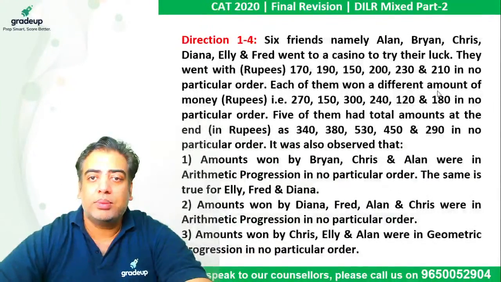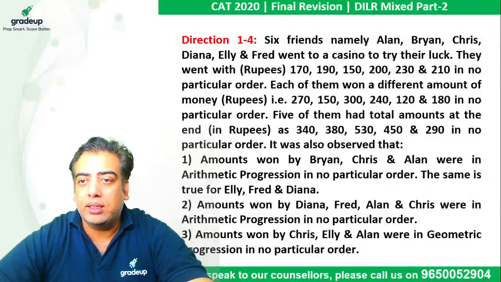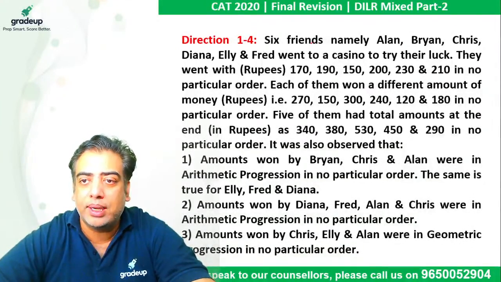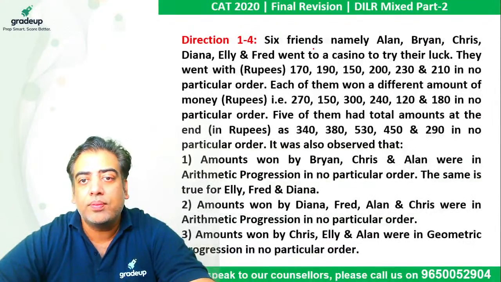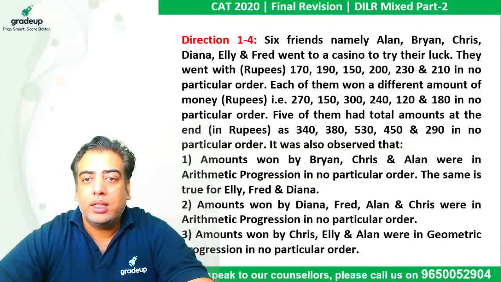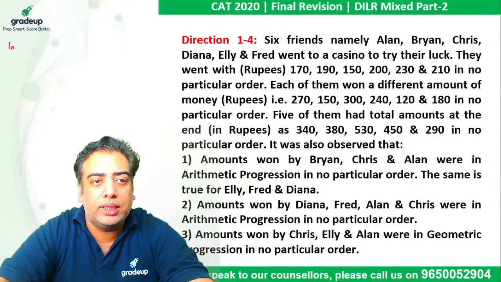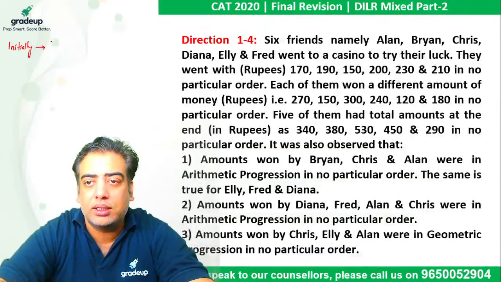So here question number 1 says, 6 friends, namely Alan, Brian, Chris, Diana, Ali, and Fred, so I will read them as A, B, C, D, E, and F, went to a casino to try their luck. They went with rupees 170. So initially the amount they had, I'm going to write it because order is not fixed. So let's just write them down.